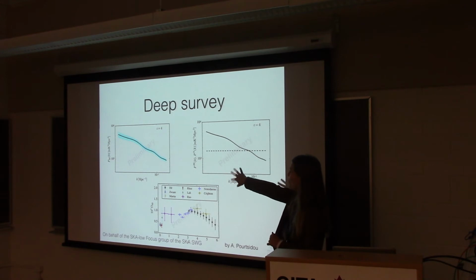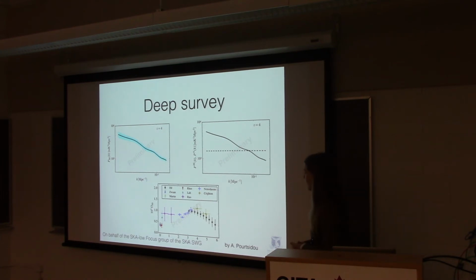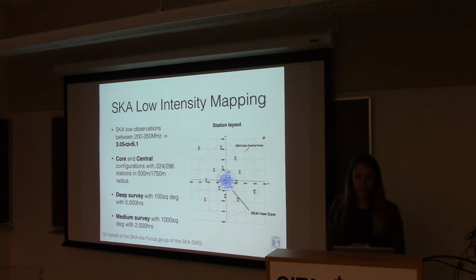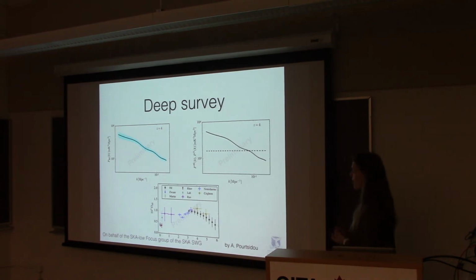The blue error bars show how well we could constrain the H1 autopower spectrum. In the right plot, you can see the same autopower spectrum overplotted with the noise given by the instrument, the predicted noise. This is all for a medium redshift of 4, for a deep survey. The deep survey is 5,000 hours observation time and 100 square degrees. And then these would be the added points that we could add to the Omega H1 evolution plot.